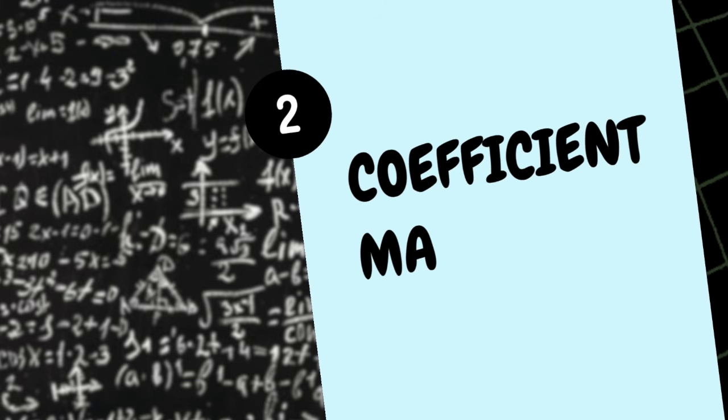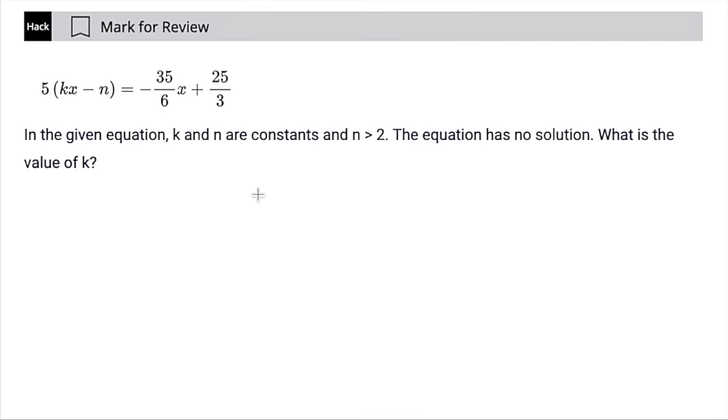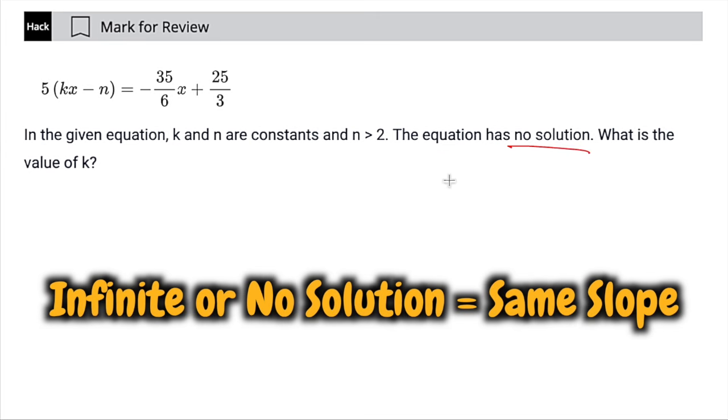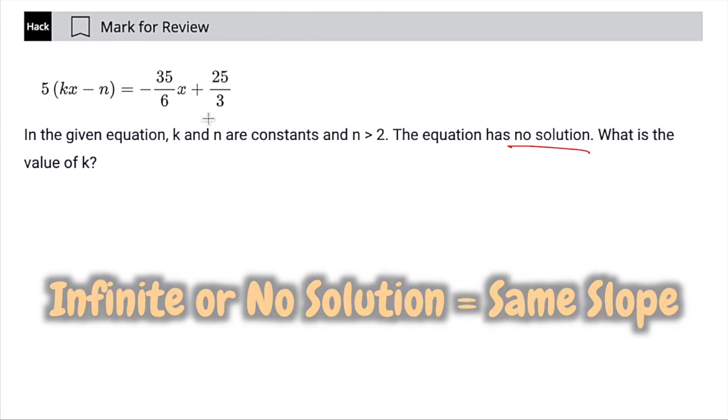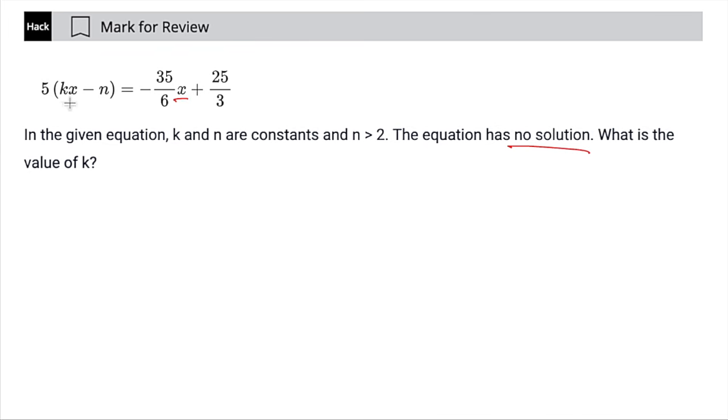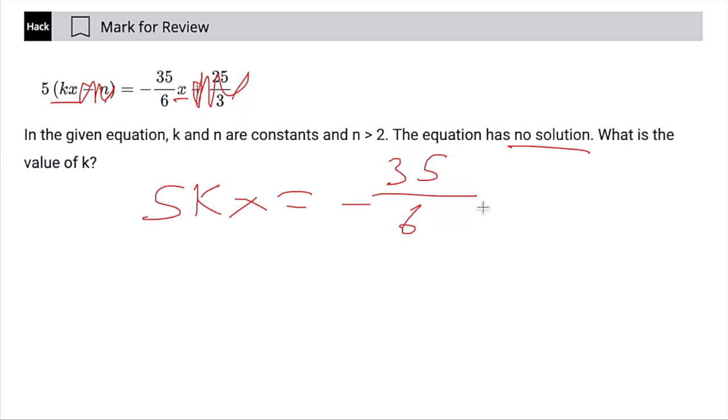Next up, we've got coefficient matching. And this is going to work with linear equations with either infinite solutions or no solutions. The rule is if you have a linear equation in one variable, regardless of whether it's no solution or infinite solutions, you're still going to have the same slope, meaning your coefficient for x is going to have to match. So I can basically ignore this and just focus on 5kx equals negative 35 over 6x.